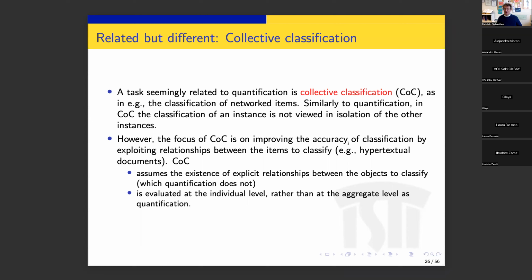In collective classification, we are only interested in improving the accuracy of classification by exploiting the links, by exploiting the relationships between the data points to classify. So in collective classification, our interest is still at the individual level and not at the aggregate level as in quantification.